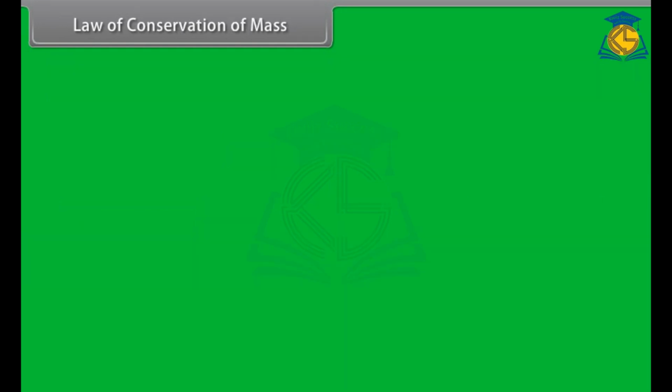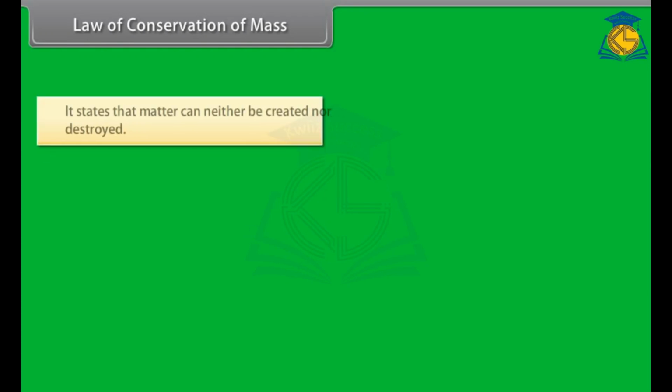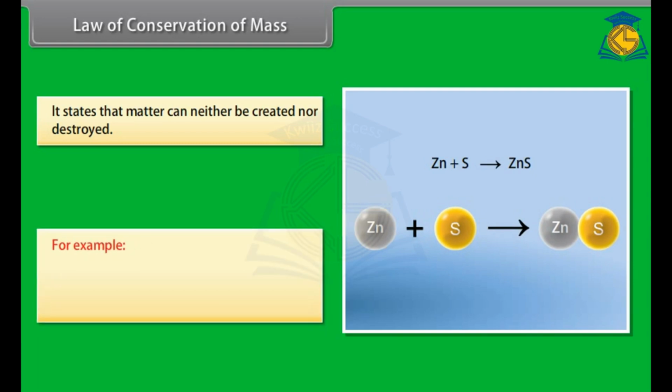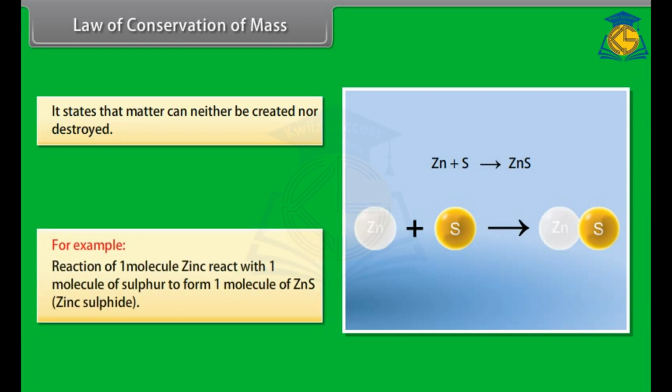Law of conservation of mass. It states that matter can neither be created nor destroyed. For example, one molecule of zinc reacts with one molecule of sulfur to form one molecule of zinc sulfide.